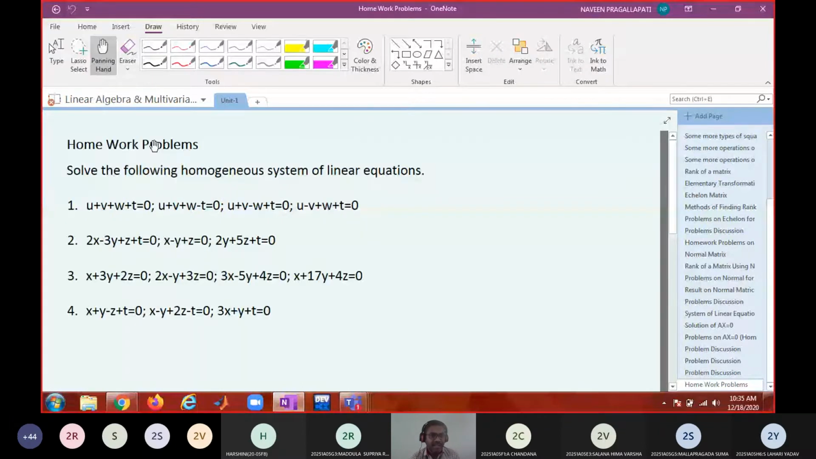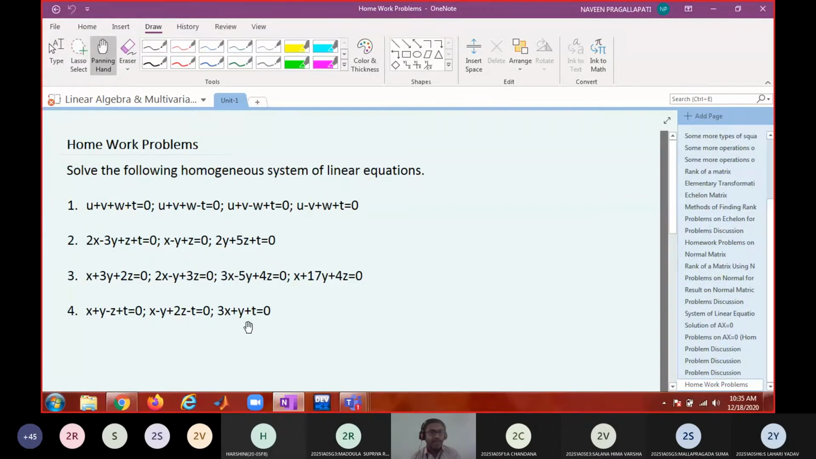In the homework problems, the first problem is also m equal to n case, number of equations equal to number of variables. Second problem, number of equations less than the number of variables. Number of equations m equal to 3, number of variables n equal to 4. Therefore m less than n case. And here the number of equations is more: 1, 2, 3, 4, four equations, m equal to 4, and number of variables is only 3, n equal to 3. So this is m greater than n case. And the last one also, you have 3 equations in 4 variables. That means m less than n case.